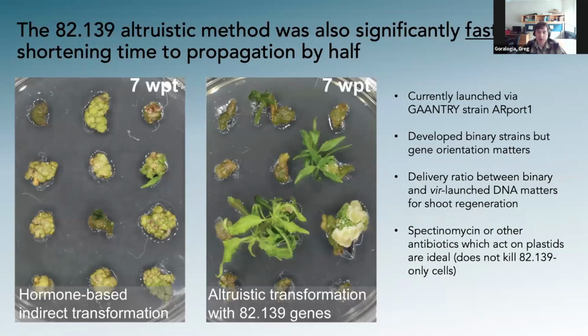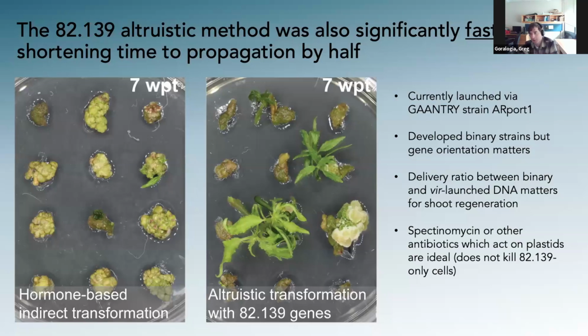And so we can now get transgenic shoot production. This is an amenable genotype, but we can get it within 2 months. Right now we have this strain, it's launched from the Vir plasmid in a system called Gantry. That's been a game changer for us. We also have some binaries, so we hope to add genes soon.